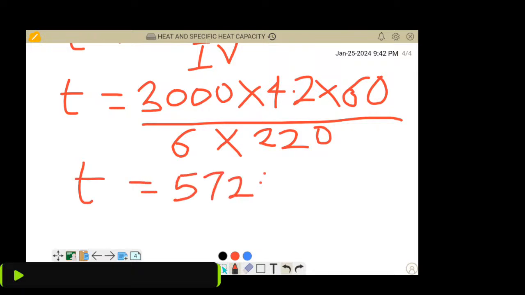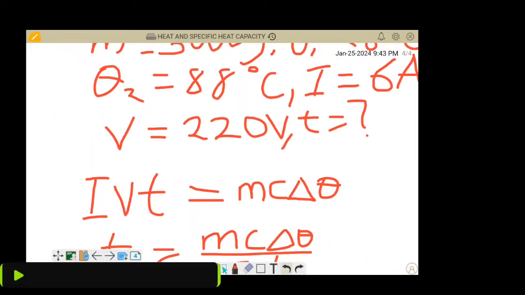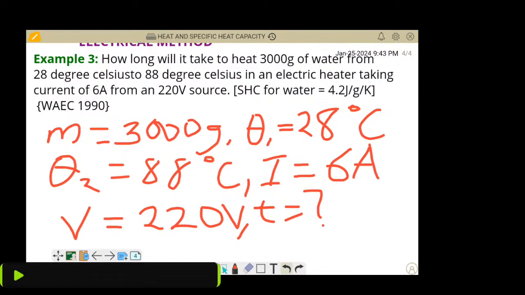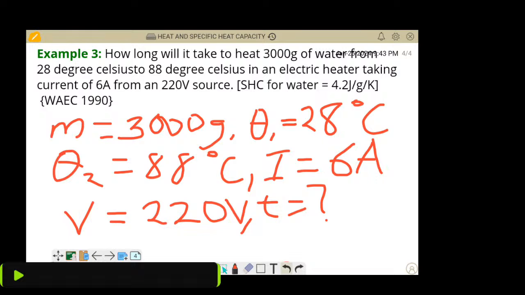572.7 seconds. That is how long it will take to raise the temperature of this water from 28 degrees Celsius to 88 degrees Celsius using the heater, 6 ampere, 220 volts.